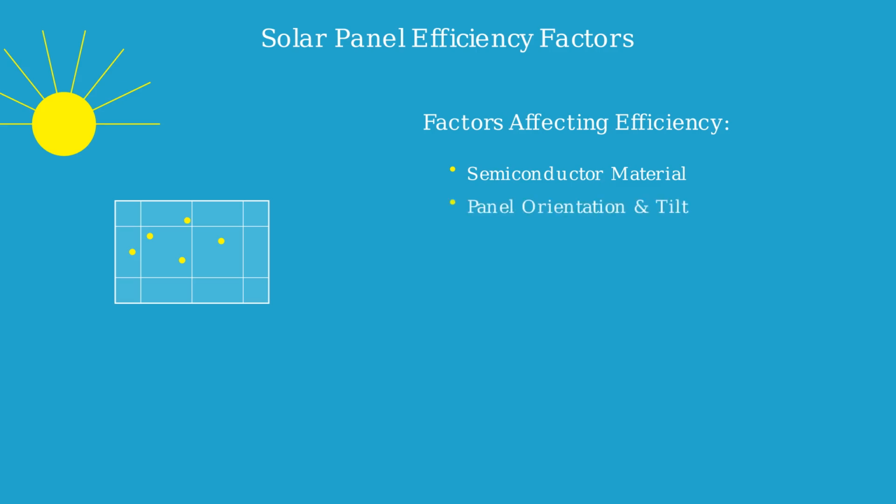The type of semiconductor material used affects how much light can be converted to electricity. Proper orientation and tilt maximize sunlight exposure throughout the day and seasons. Even partial shading can significantly reduce the output of an entire panel or array. Higher temperatures actually reduce solar panel efficiency, contrary to what many expect. Dust and dirt accumulation can block sunlight, reducing energy conversion by up to 25%.